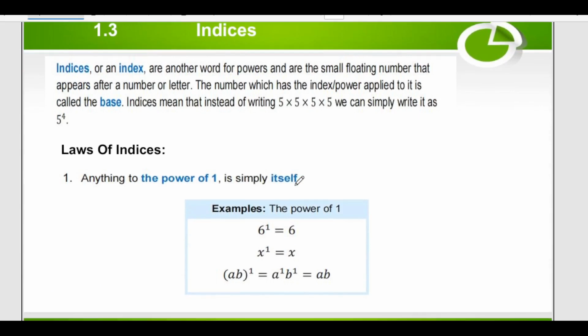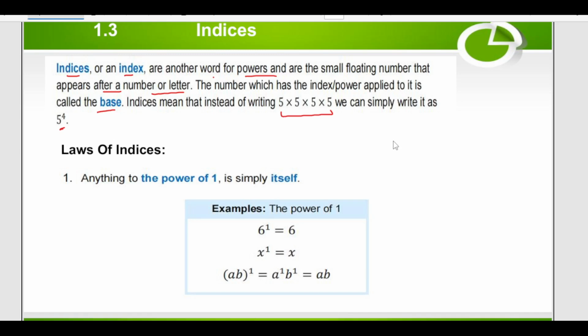What are indices? Indices is the plural form of index, another word for power, and they are small floating numbers that appear after a number, on top of the number you can say, or a letter. The number which has the index or power applied to it is called the base. Indices means instead of writing, for example, 5 times 5 times 5 times 5, we can simply write 5 power 4.